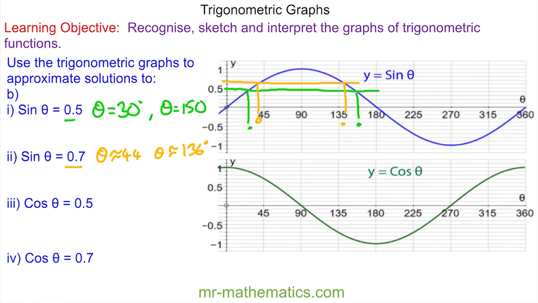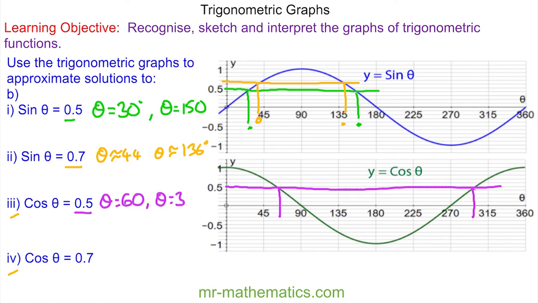Do you want to try and work out part three and part four? You can pause the video and resume it when you're ready. And for part three, when cos theta is 0.5, we draw our line across, and you can see the two solutions are here and here. So this is 60 degrees and 300 degrees.